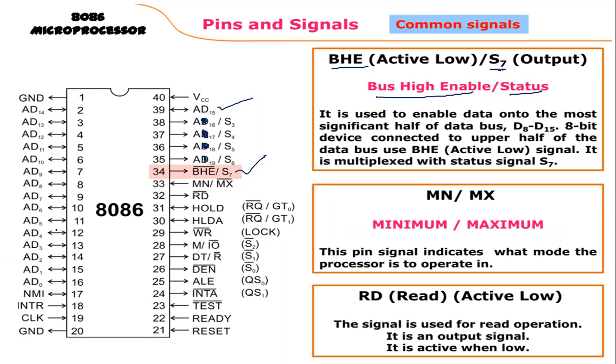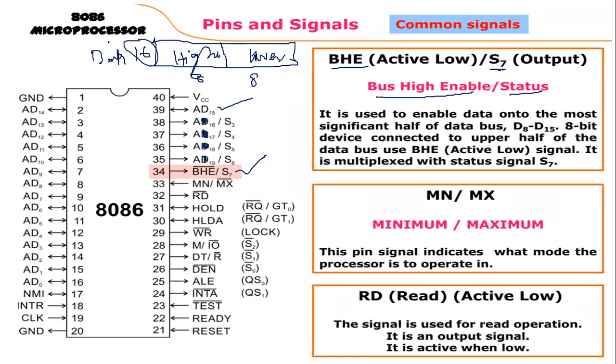Bus high enable means the data is 16 bit. Out of this 16 bit data, we are dividing it into 8 bits, nothing but lower order 8 bits and higher order 8 bits.